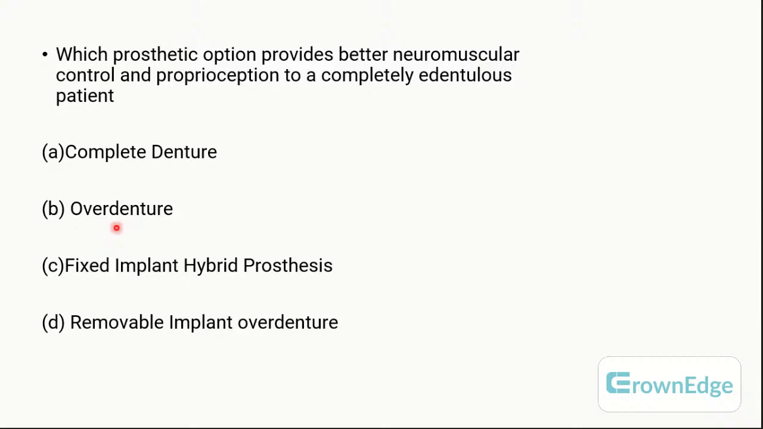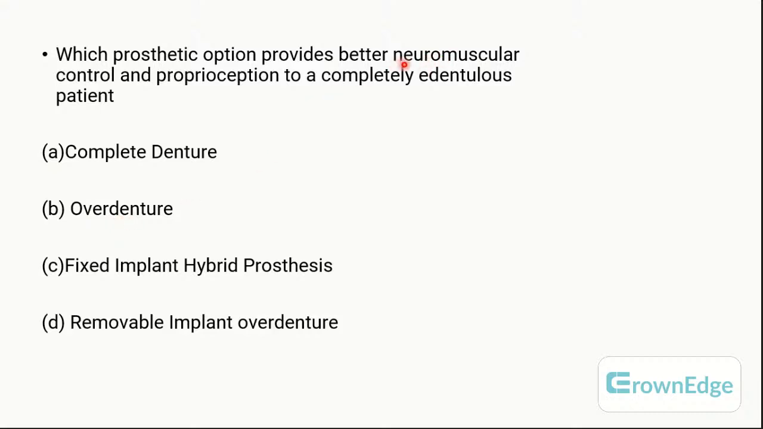So what we do for an overdenture, if you have discussed this earlier, is that we have canines present, or we have two molars present on either side. We do an intentional root canal, and then we cut the tooth to about 75%, keeping about 25% intact. Even when we are cutting the tooth by 75%, we still have nerve fibers embedded within your tooth.